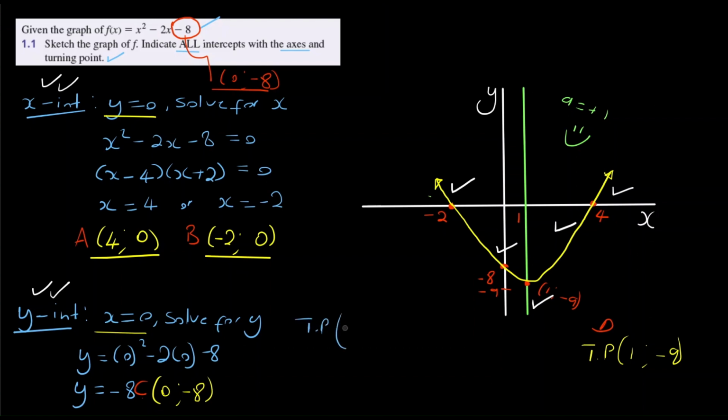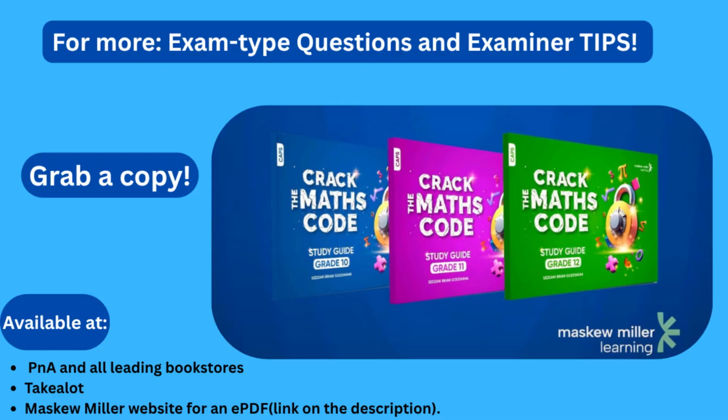Just to reiterate, the formula was minus b over 2a, comma, 4ac minus b squared, all divided by 4a. And this is the formula really, if you need a proof of this, I've shown it in my study guide that I've written, Crack the Maths Code, grade 12. You can see how I generated this formula. And we learned how to substitute the values of a, b, and c, determine the turning point, and we sketched our graph. And that will be the lesson for today.